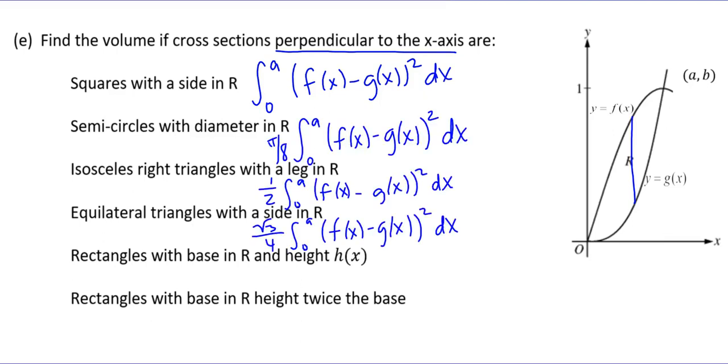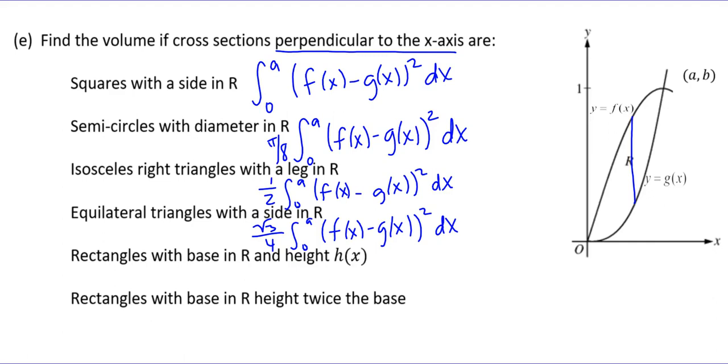All right, so here's what we have for the next three, and the coefficients are the really important pieces to remember, right? So pi over 8 for semicircles, 1/2 for isosceles right triangles, and square root of 3 over 4 for equilateral triangles. Okay, so what if we have rectangles?